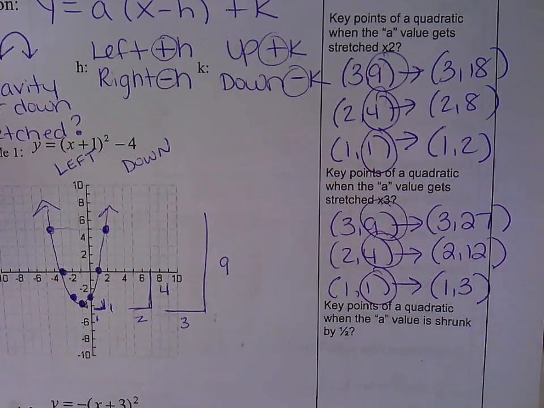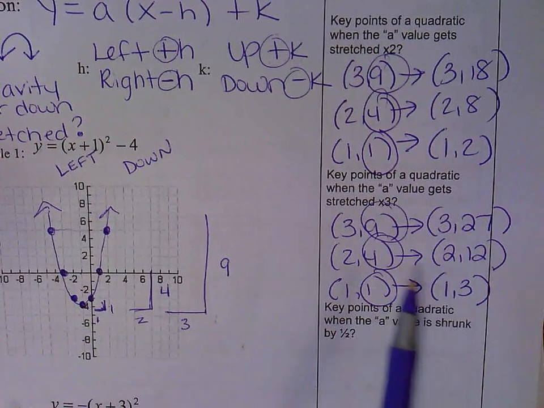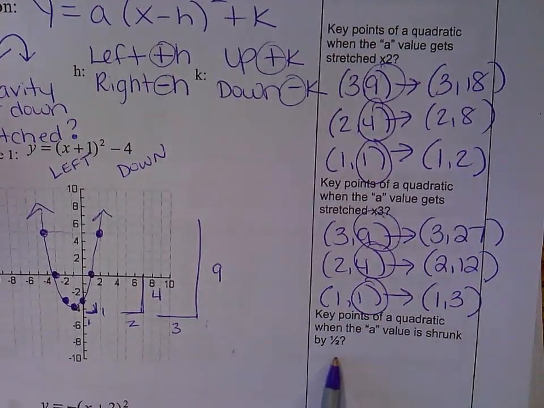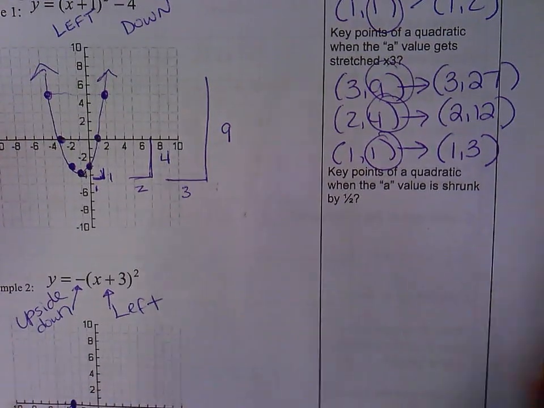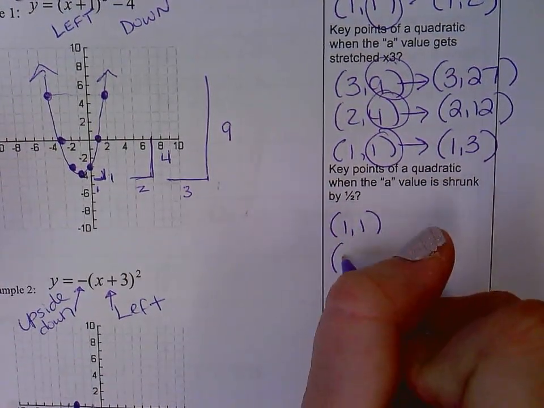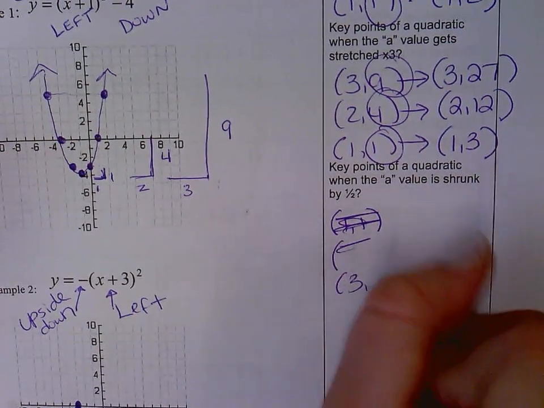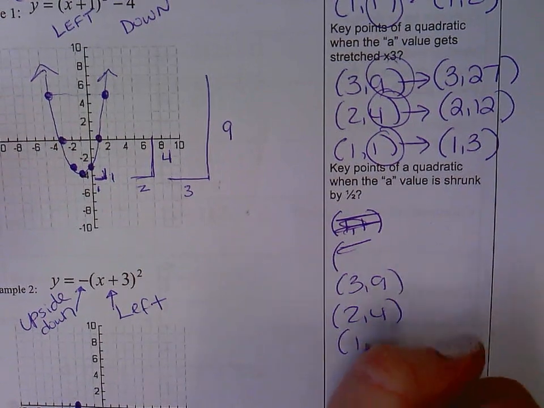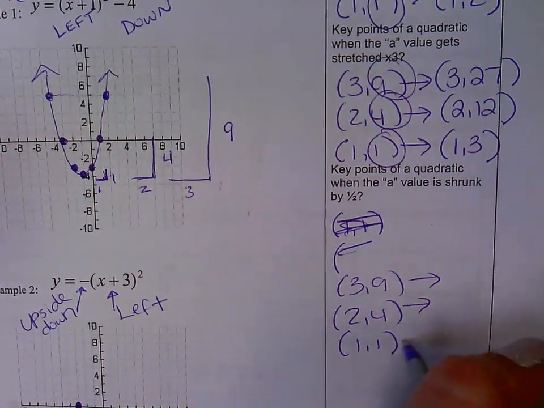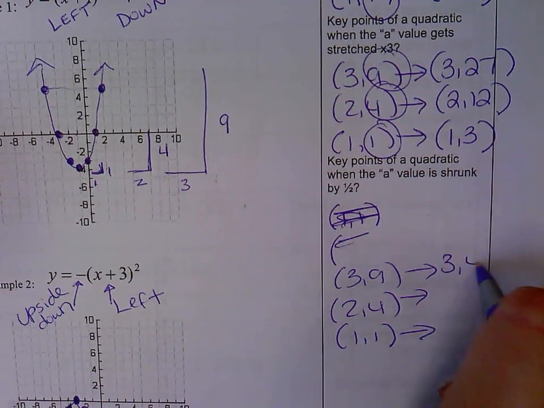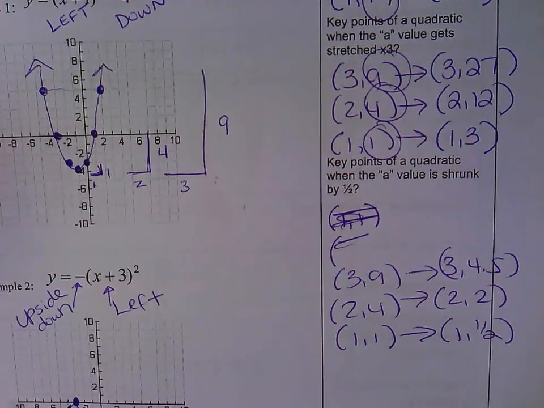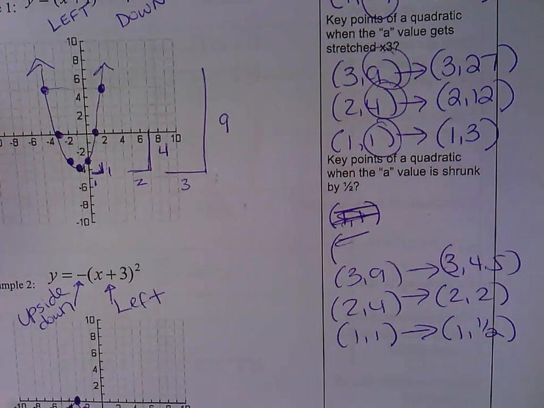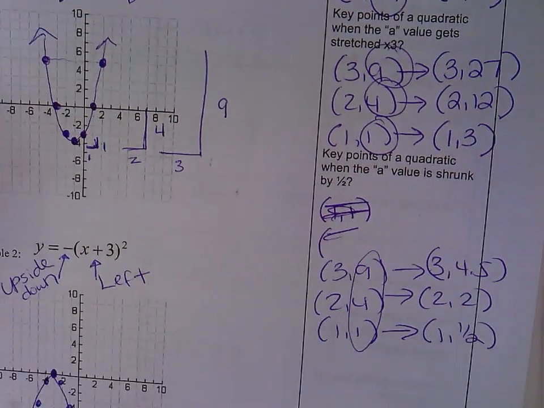So do you get the idea? You're doubling the y value here, you're tripling the y value here, and we're going to half the y value here. That way, if you ever need to flip back to this page, okay, what is times 2 or what is times a half? I'll just add this last one and then, oh, I should go in the same order. Hold on. 3, 9, 2, 4, and 1, 1 times a half. 3, 4.5. 2, 2. 1, 1 half. Oh, and then you can circle what got changed if you want.